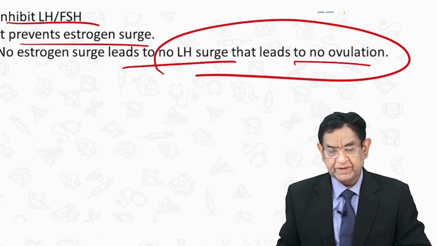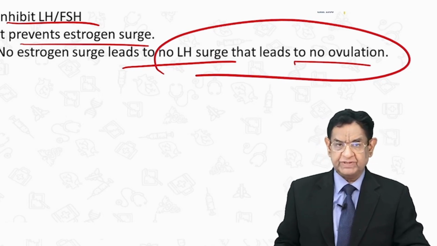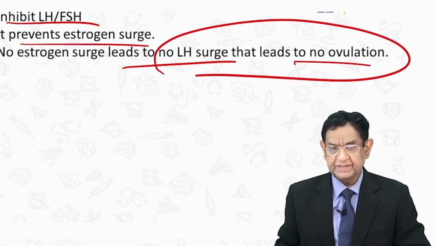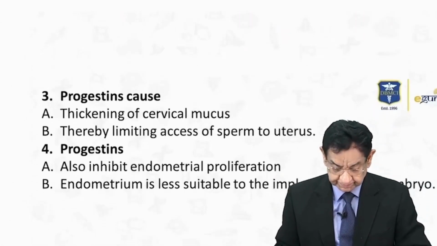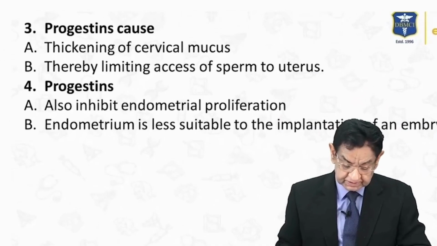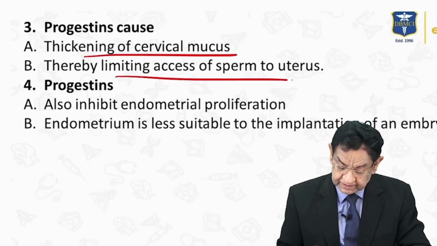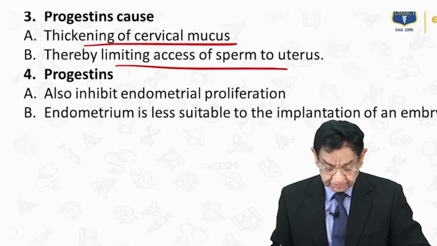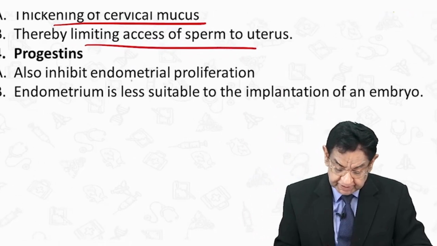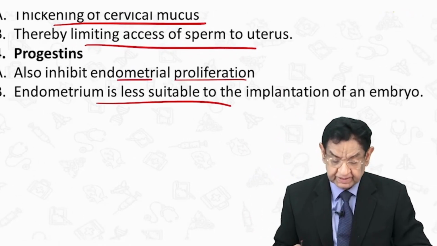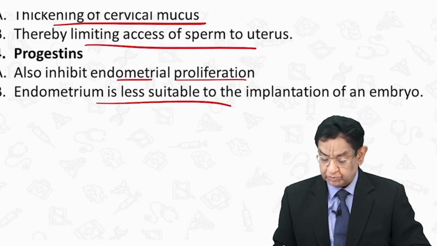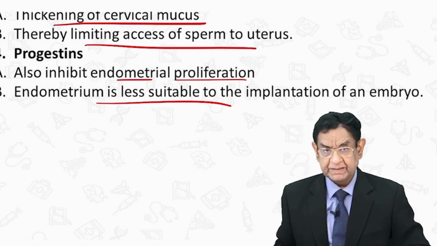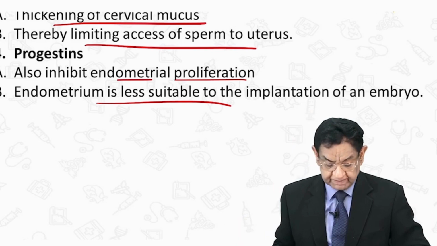I hope you remember the basic physiology which I took in the first lecture of reproductive medicine. I hope you have seen it. If not, go and refresh your knowledge, then you will understand this point much better. Now, progestin causes thickening of the cervical mucus, so they limit the access of sperm to the uterus, the point I mentioned previously also. They also inhibit endometrial proliferation. Now, if the endometrium is not proliferating, it will not support the implantation of the embryo. So this is one more mechanism by which it will prevent implantation.